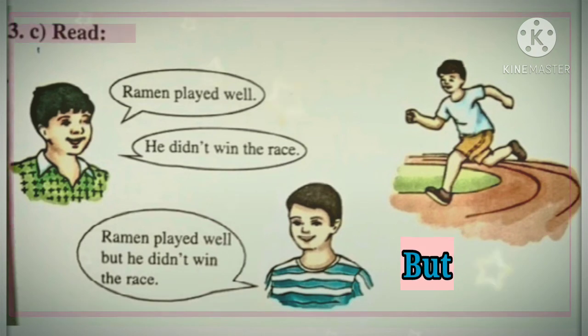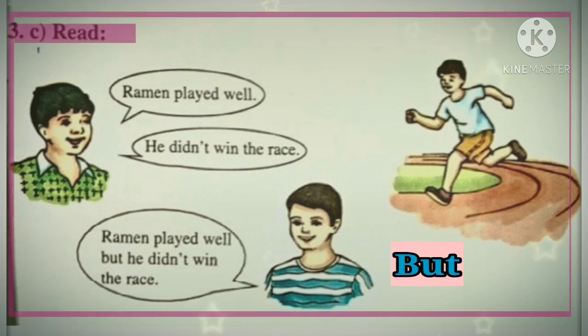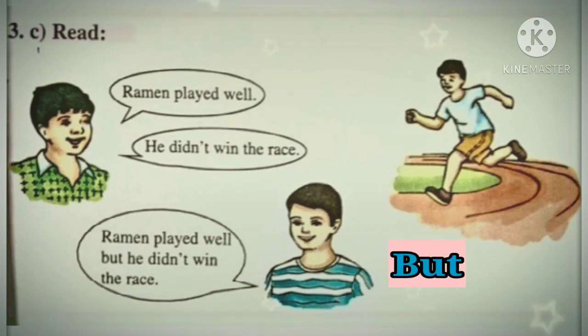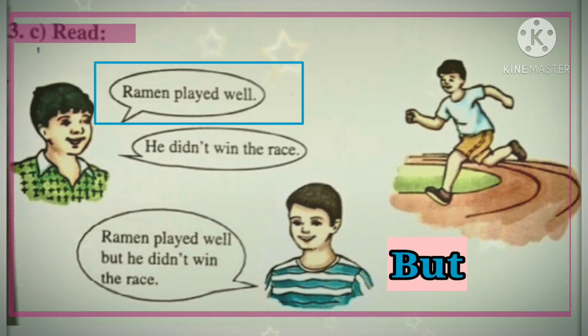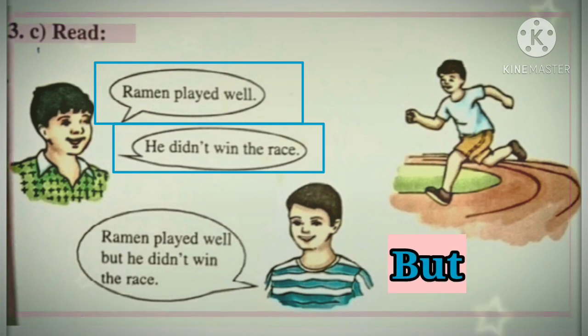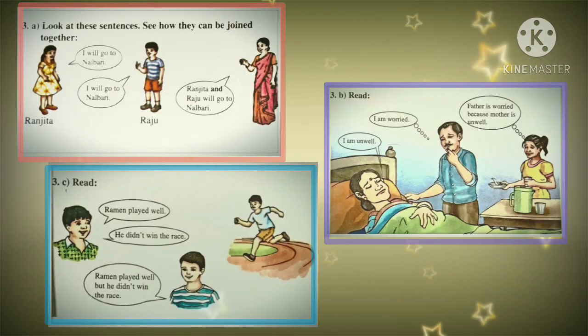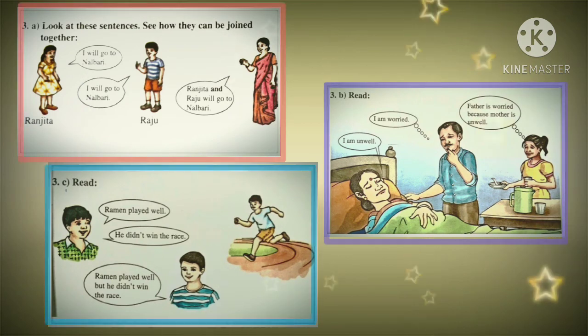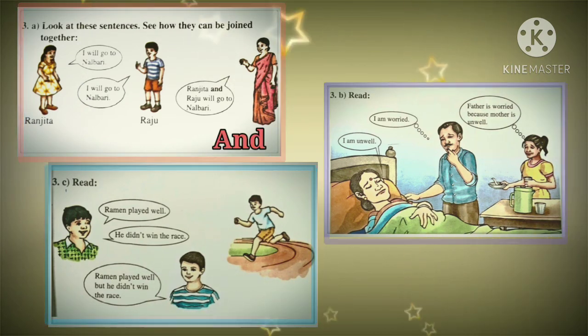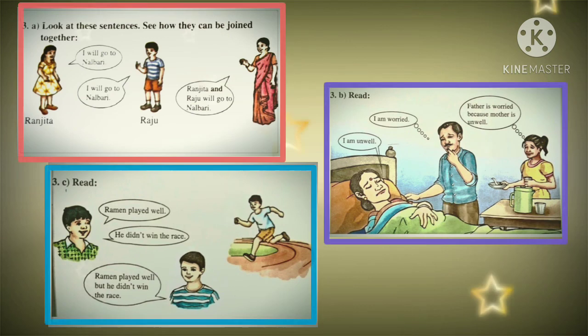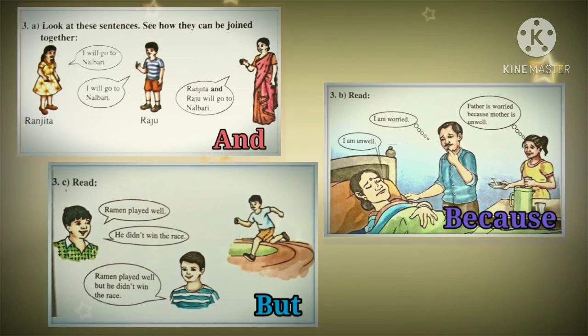Students, we must remember that we use 'but' to join two ideas or two sentences that are opposite in meaning, like Raman played well, and in the second sentence it is given he didn't win the race. Both are opposite. Okay students, in activity number 3 we came to know that we can use 'and', 'because' and 'but' to join two sentences.